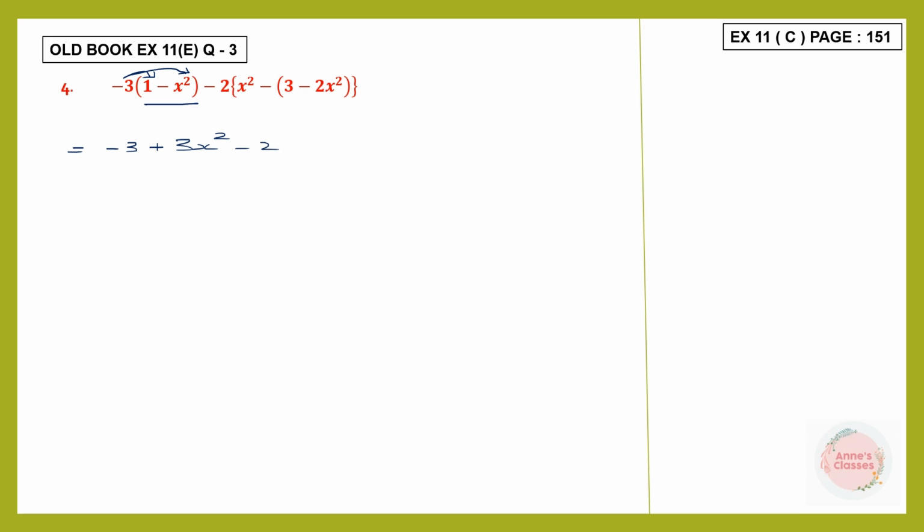Then let's write everything else as it is, minus 2, and inside the curly brackets we have x square minus, we have the common brackets, 3 minus 2x square, close the common bracket, close the curly bracket. Now we only have the curly brackets, so we have to simplify what's inside. We're going to work out the common brackets here. That means we have to do 3 minus 2x square. Everything else remains as it is, so let's write that. So this is minus 3 plus 3x square minus 2. Then we continue with the curly brackets, x square.